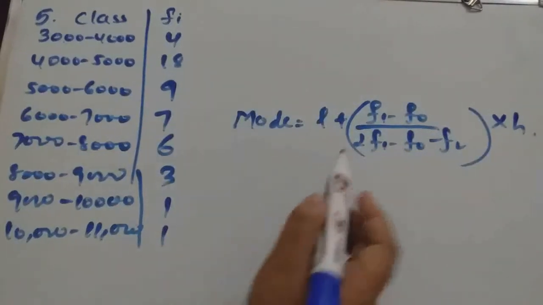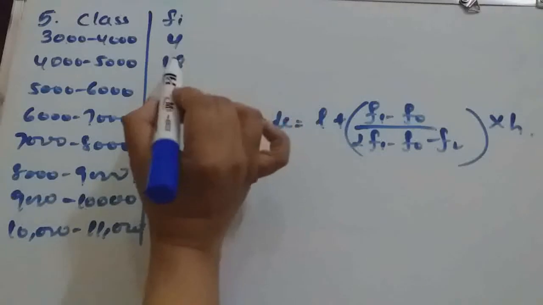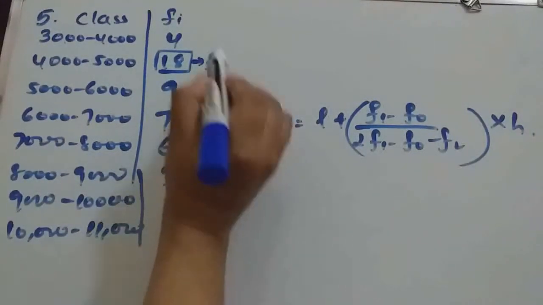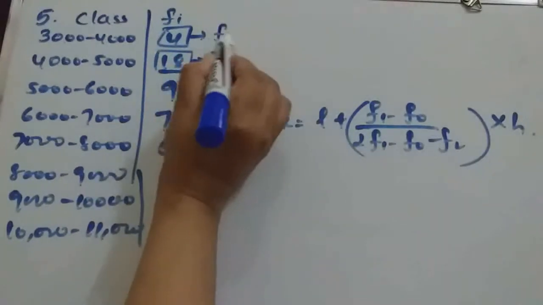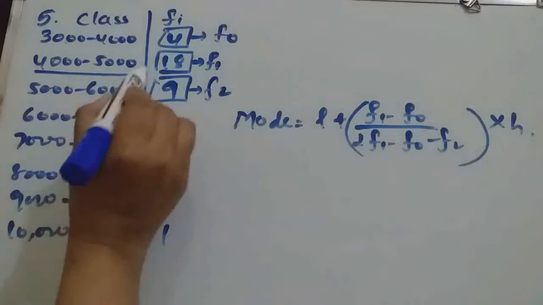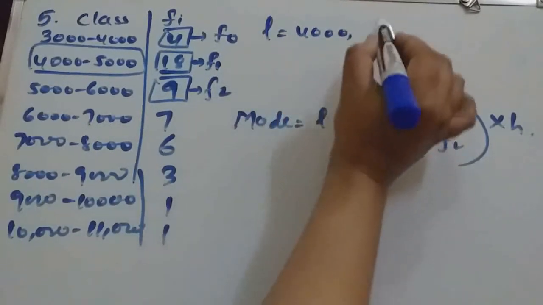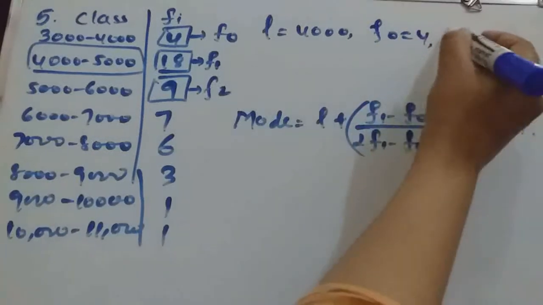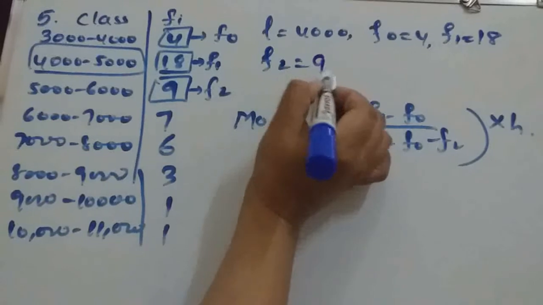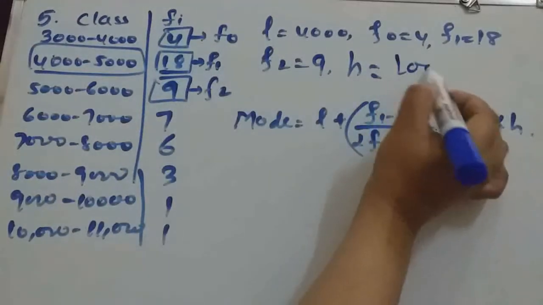So L means the lower limit of the modal class. The modal class will be, see, this is the highest frequency, so this will be F1, the preceding one will be F0 and the succeeding one will be F2. This is the modal class, so 4000 is your L. F0 is 4, F1 is 18 and F2 is 9. H is 4000 minus 3000, which means 1000, isn't it?